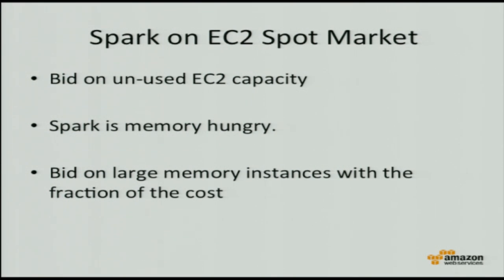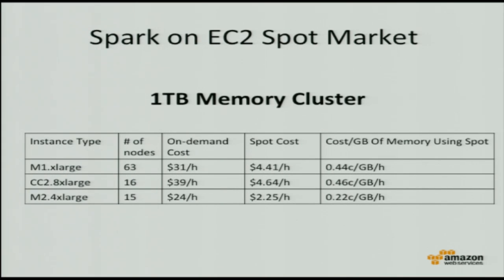One of the great use cases for that, and we all know Spark is very memory hungry. For you to cache all your data set in memory, you need a ton of memory. So one of the great use cases while running Spark on EMR is leveraging Spot to get as much memory as you need. Here's a calculation I've done, and it just makes me excited. If you need 1 terabyte of memory, that's a huge cluster. That's a lot of in-memory data processing that you want to do. You have the option of going with M1 extra large, 63 nodes, given the amount of memory that M1 extra large provides.